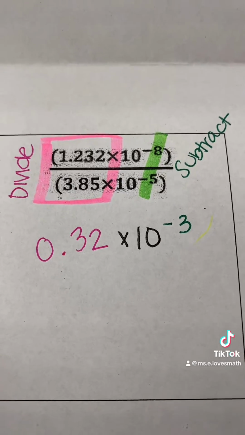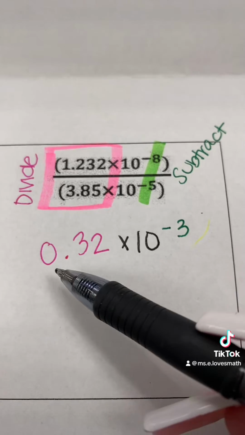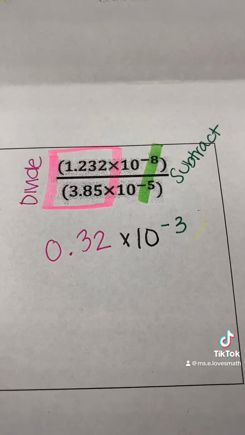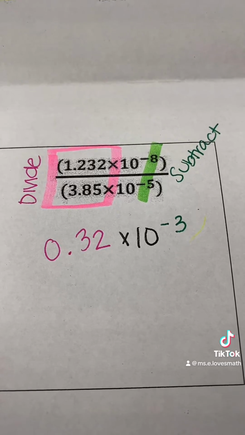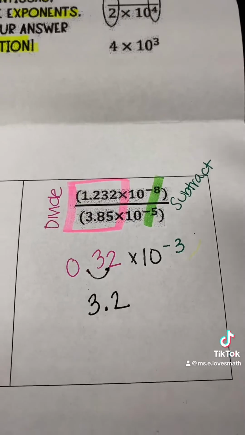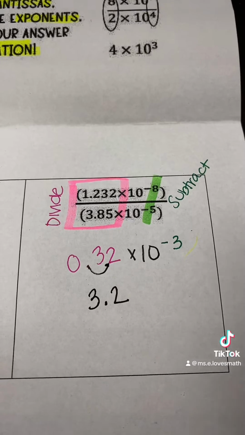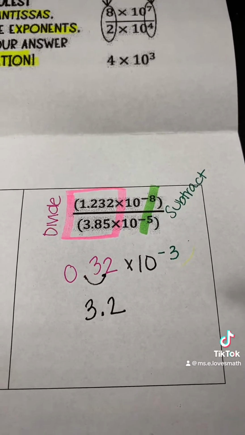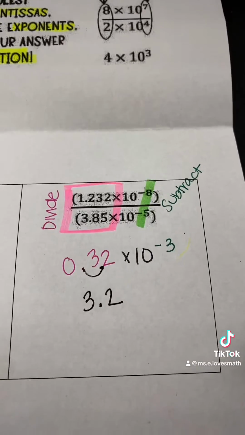It is not in scientific notation because we do not have a number in front of the decimal point that is between 1 and 9. So we moved our decimal and we have 3.2. Now we need to think about our exponent. Our -3 is a negative number, meaning this was a very small number.